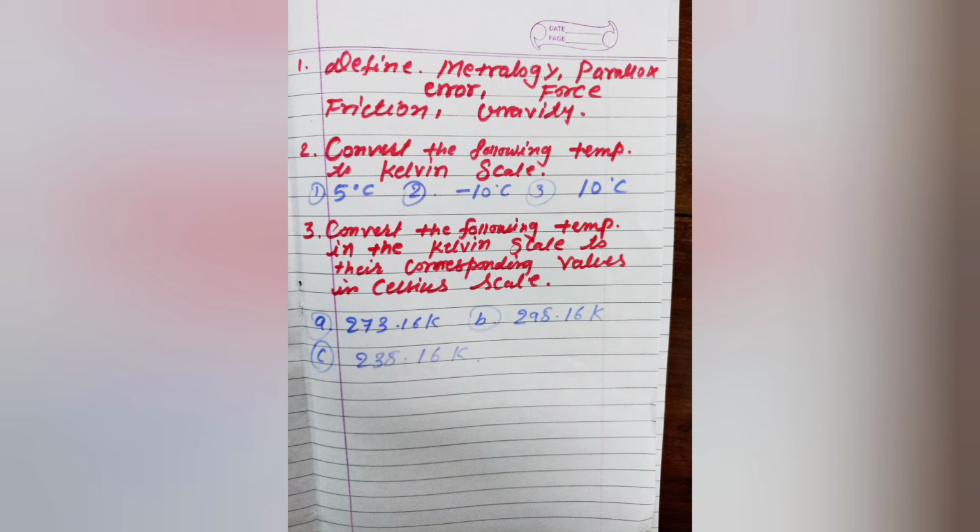Convert the following temperature scale to Kelvin scale. Here the value is given in degrees Celsius. You have to change it to Kelvin. 5 degrees Celsius to Kelvin, minus 10 degrees Celsius to Kelvin, and 10 degrees Celsius to Kelvin. So use the formula and solve it.